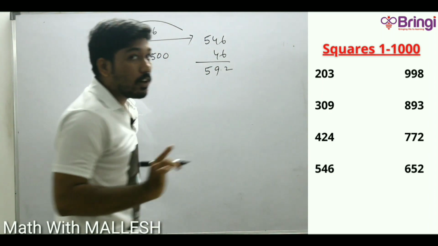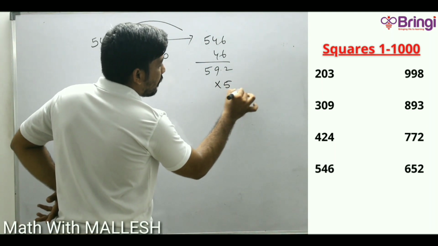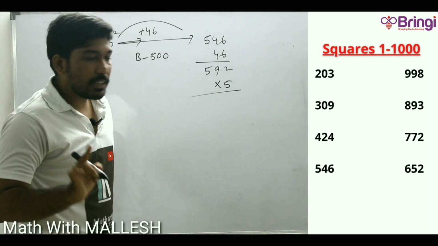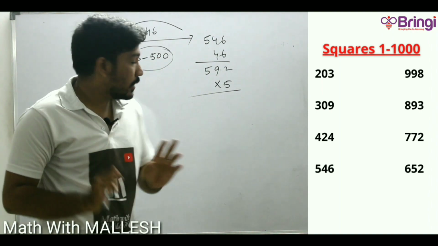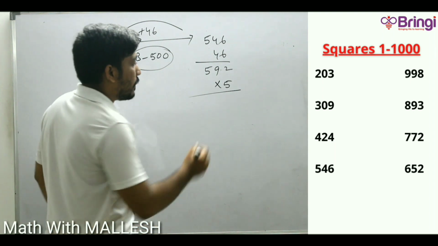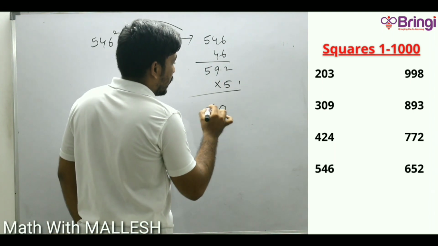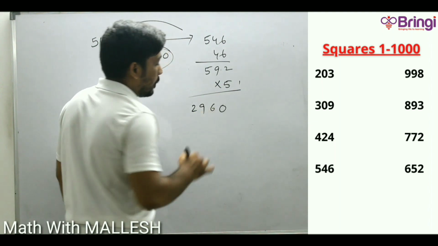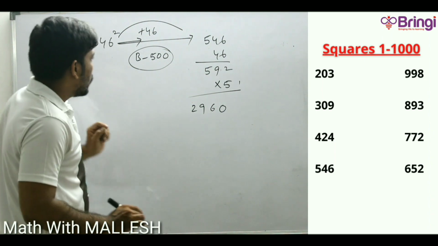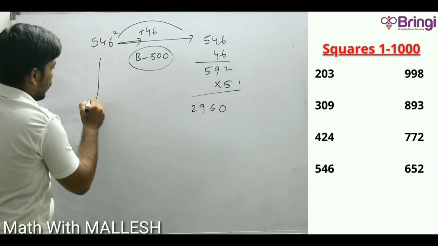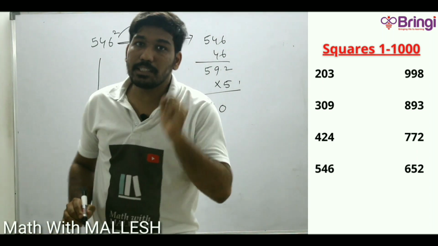How much we got? 592. Now what we have to do? Multiply with the 5, because base is 500. Clear, students? Base is 500, multiply with the 5. 5 2s are 10 and 1 carry. 45 plus 1, 46, 4 carry, 29. So it's going to be 2960. Now, how much extra is there? 46. So 46 square value is 2116.